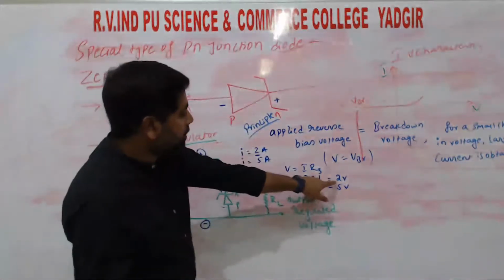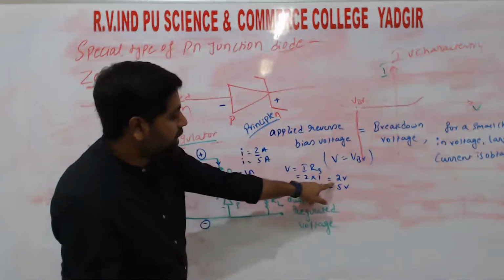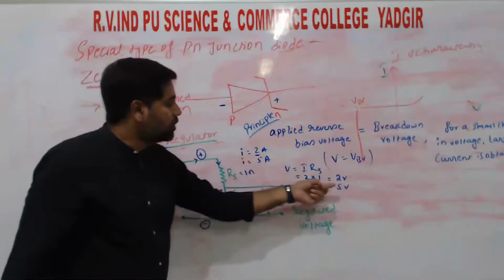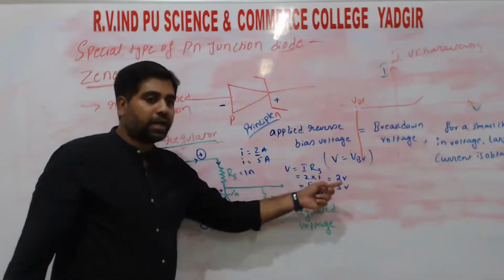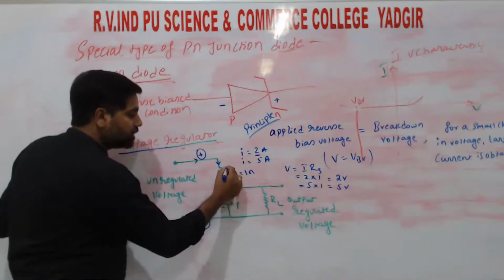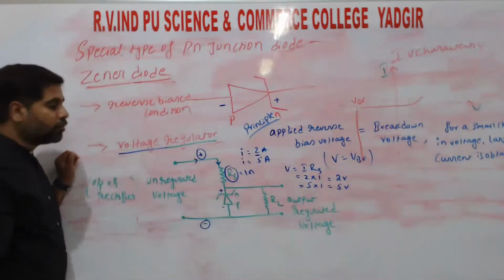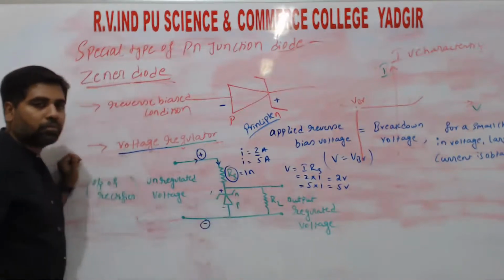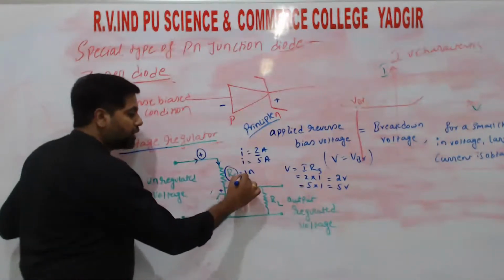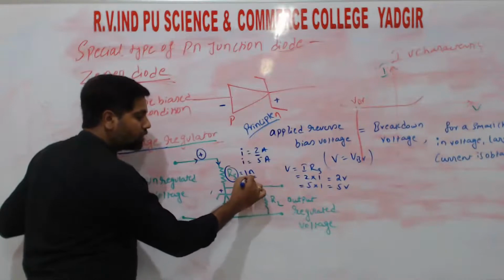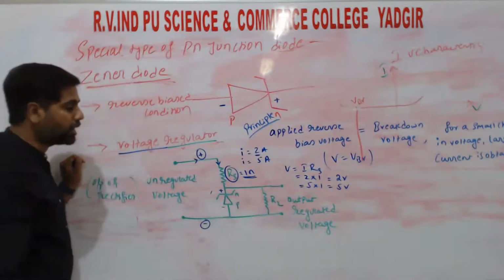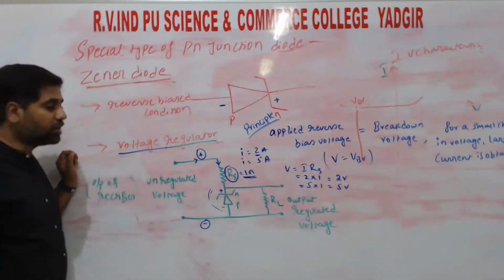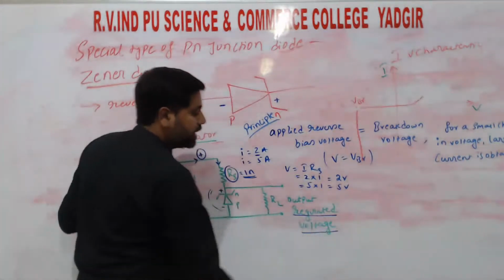So if you observe here, the initial current is 2 ampere, we are getting 2 volt. When current is 5 ampere, we are getting 5 volt. That means as current increases, in the same manner voltage also increases across the resistance which is connected in series, right? So as current increases in the circuit, current increases in the Zener diode also, right? Next, as current increases, the voltage drop across the resistance also increases, but the voltage drop across this Zener diode remains constant.